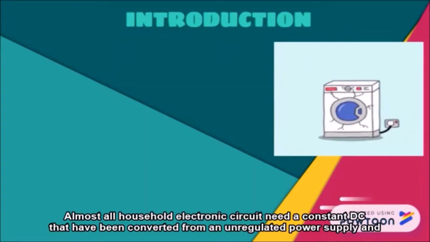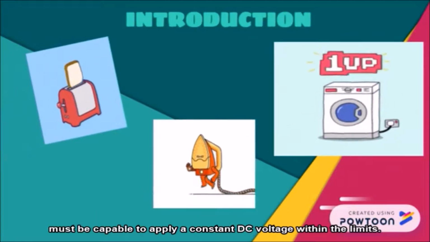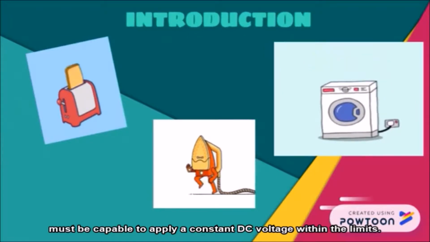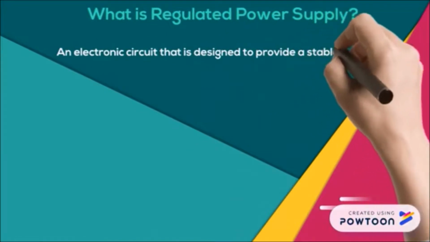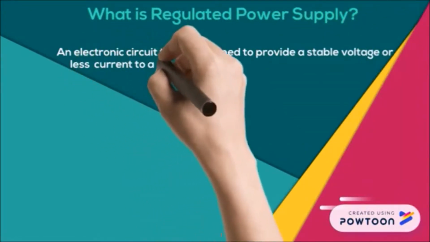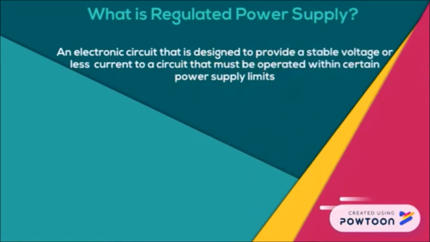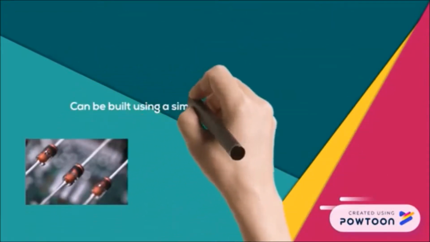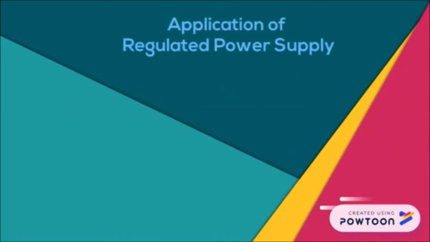Almost all household electronic circuits need a constant DC that has been converted from an unregulated power supply and must be capable of applying a constant DC voltage within the limit. A regulated power supply is an electronic circuit designed to provide a suitable voltage or less current to a circuit that must be operated within certain power supply limits. It can also be built using a simple Zener diode as a voltage regulator.